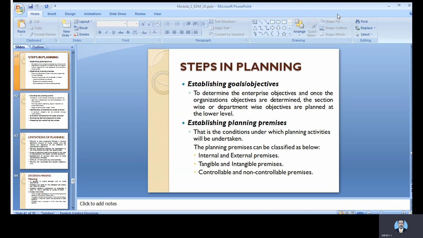So, establishing planning premises. That is, the conditions under which planning activities will be undertaken, and planning premises can be classified as internal and external, as well as tangible and intangible, controllable and non-controllable premises. So these are some of the planning processes which are required in order to come out with a well-defined structure, which can be utilized in order to fulfill all the requirements of the enterprise, or you can say the industry requirements.